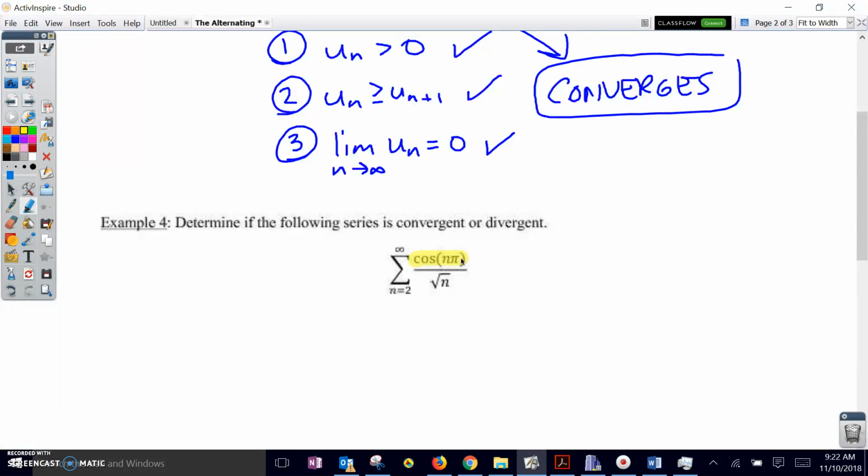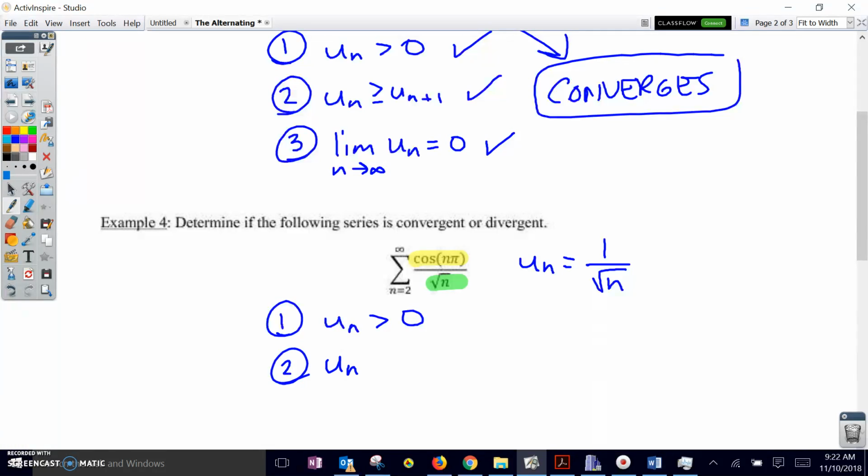back and forth, cosine of pi, cosine of 2 pi, cosine of 3 pi, etc. And those values alternate between -1 and +1. So that's just another form of the alternator. And so our u sub n here is 1 over the square root of n. And so we're going to run this through our checklist of things that need to happen.